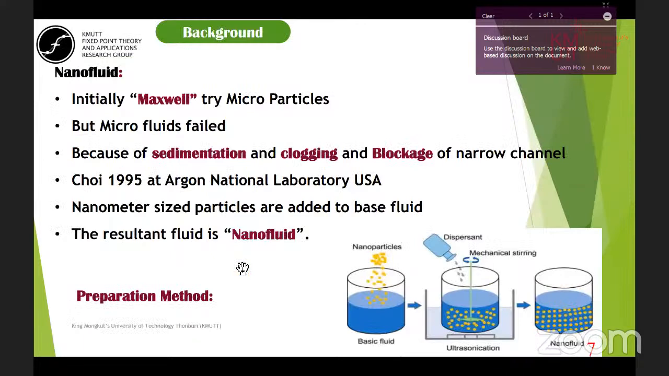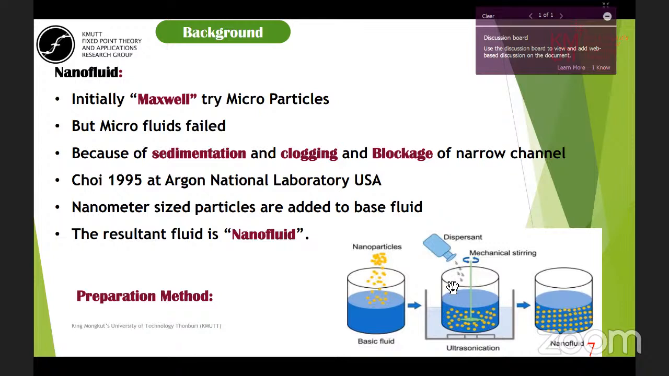We have nanofluid, so we must know about this. Initially, Maxwell tried to put some particles in a base fluid, and he created a macrofluid, but this did not work because of sedimentation, collision, and blockage of narrow channels. After that, in 1995, Choi presented an experiment at Argonne National Laboratory, USA, where he put nanometer size particles in a base fluid, and this result is known as a nanofluid.